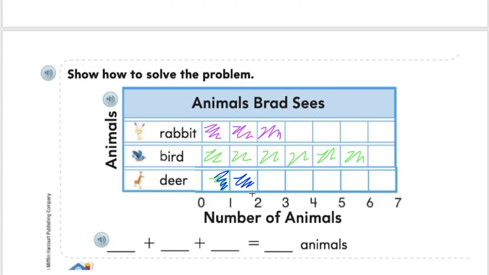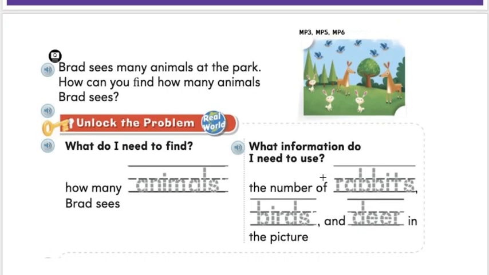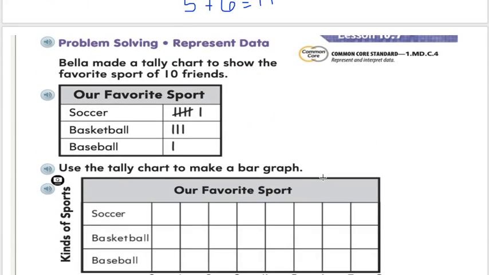Do you see how simple it was? Once you fill in your graph, it's much easier to read the information, to read that data. So now we want to add all of these together. We have 3 rabbits plus 6 birds plus 2 deer equals how many animals? Right away, what's easier to combine? I think 3 and 2 because 3 and 2 make 5. Then I have 5 plus 6. I know 5 plus 5 is 10, so 5 plus 6 equals 11. Good job, boys and girls. Excellent. So there are a total of 11 animals in our picture. Amazing work.